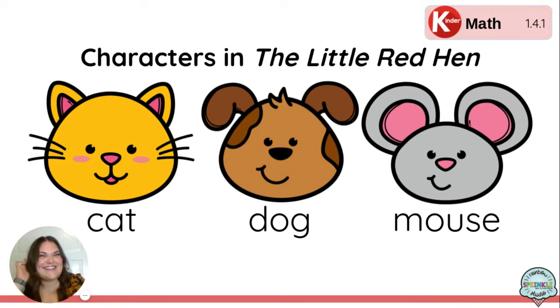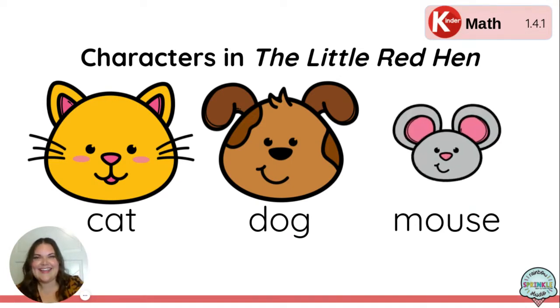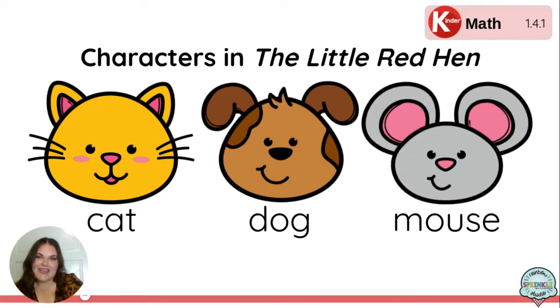That's a great dog sound. If you said woof, woof, woof, woof, that's an awesome dog sound. And the last one is the mouse. Do you know what sound a mouse might make? Squeak, squeak. Very good. Those were all the characters and their animal noises from The Little Red Hen.